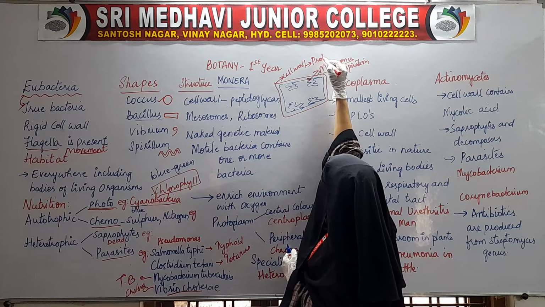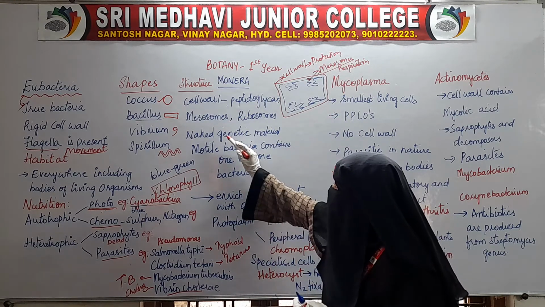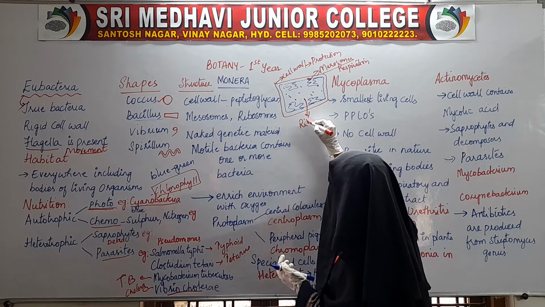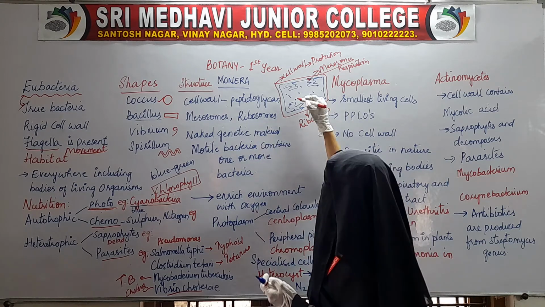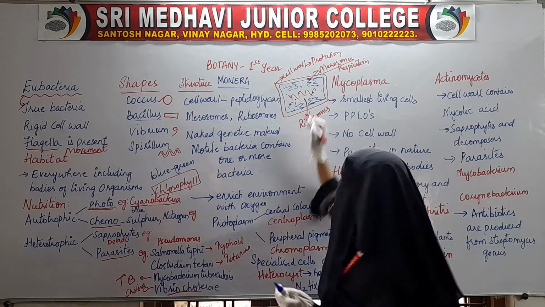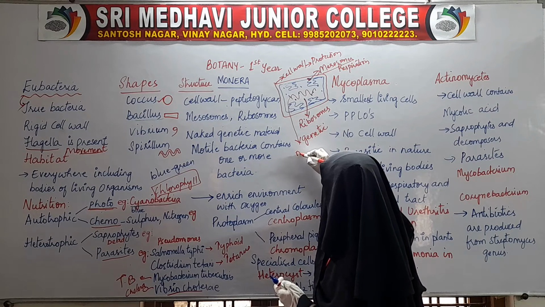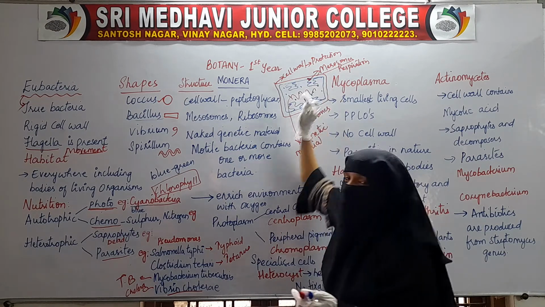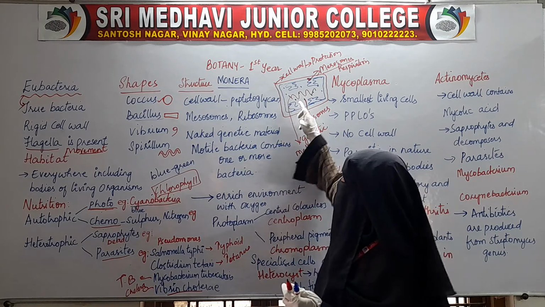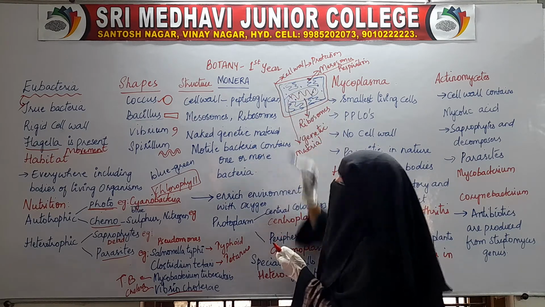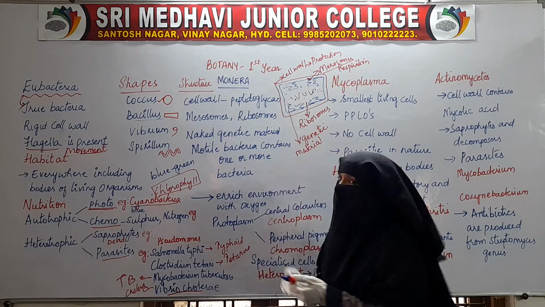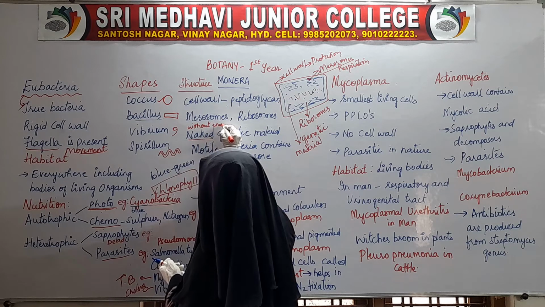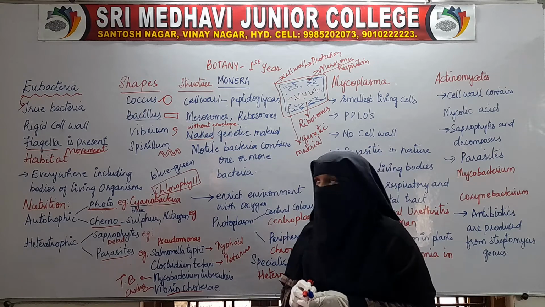The cell wall gives protection. And we have ribosomes, small granular particles inside the cytoplasm. Ribosomes will be present, and naked genetic material will be present. This genetic material is not covered in any envelope or membrane. It is just naked without any membrane. That is why we call it naked genetic material, that is, genetic material without an envelope or membrane.